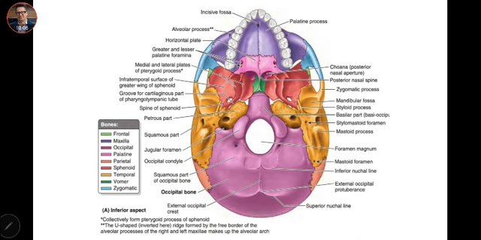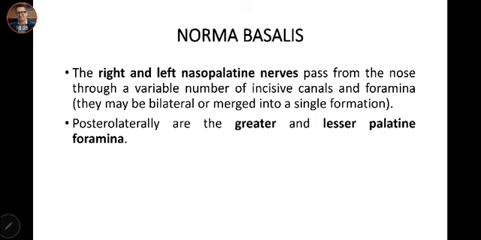This is the greater wing. You see both sides. This is the greater wing, and in the center is the body of the sphenoid. Laterally are the medial and lateral plates, which together form the pterygoid process on each side. These are the parts of the sphenoid.